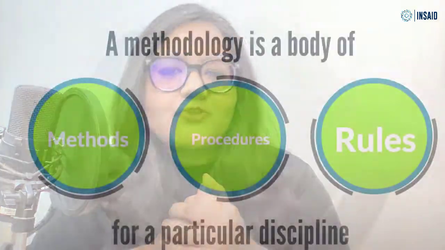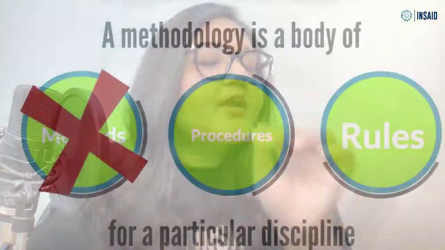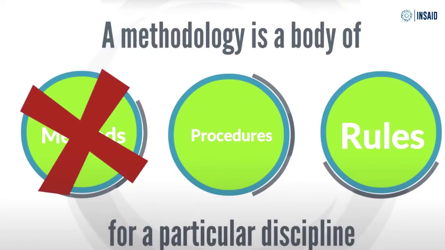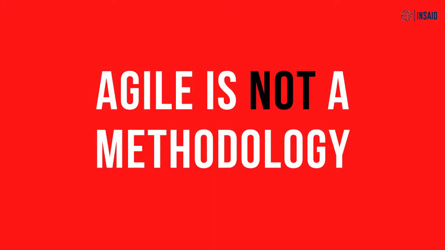Hi, this is Afreen Rahman, and what is agile methodology? This is a bit of a trick question. The methodology, if you talk about the word, is a body of methods, procedures, and rules for a particular discipline, right? But agile values and principles explicitly avoid prescribing any particular methods or procedures. Agile doesn't specify methods. Agile is actually not a methodology, right?